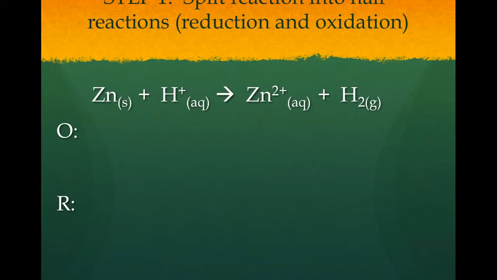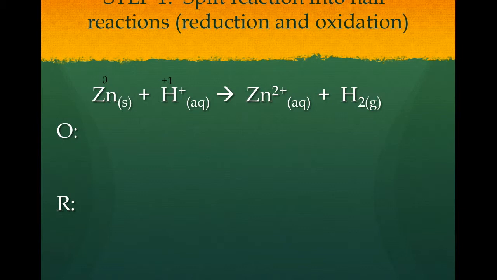So this is step 1. We need to split the reaction into half reactions, which will be a reduction and an oxidation. Now, think to yourself, how are we going to recognize what was oxidized and what was reduced? Hopefully what you were thinking was assigning oxidation states. So we have zinc in its solid form, which is its elemental form, so its oxidation state is going to be 0. H plus is an ion, and hydrogen is always a +1 unless it's in its elemental state. But as an ion, hydrogen is going to be a +1.